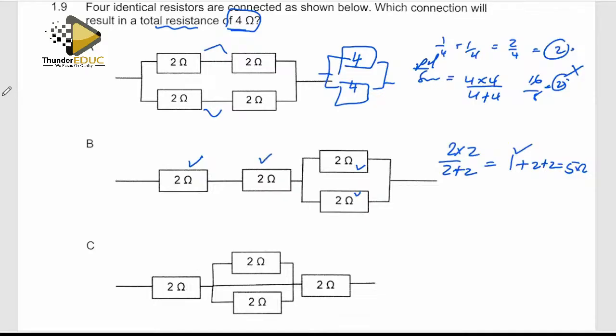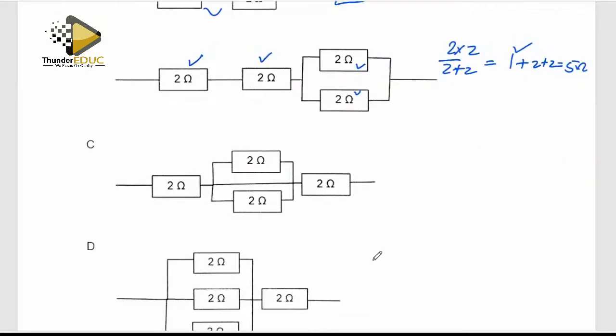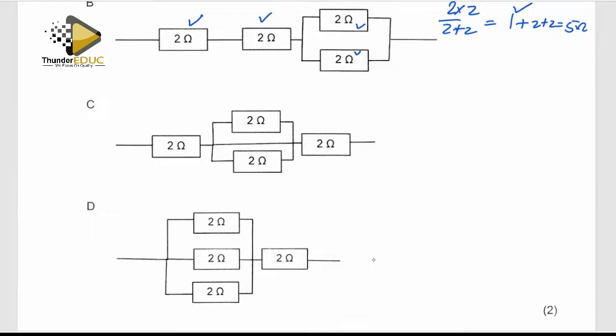Okay, let's look at the next one. With this one, we know that these 2 and these are in series. So technically, there is no difference between option B and option C, the way I'm looking at it. But let's see. Let me pause on this one.